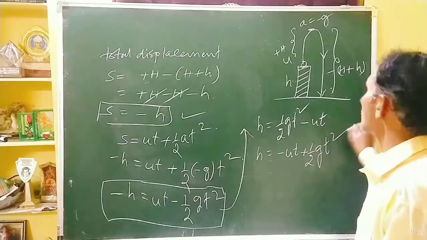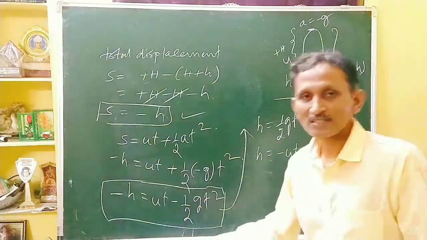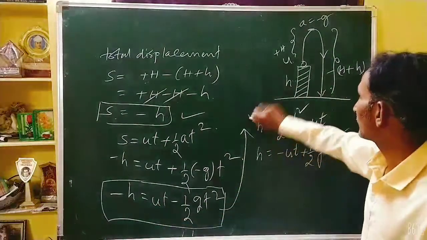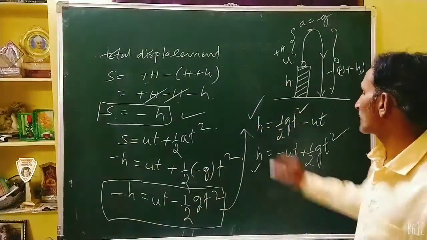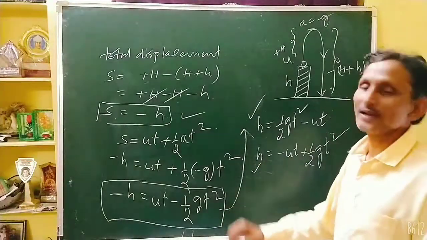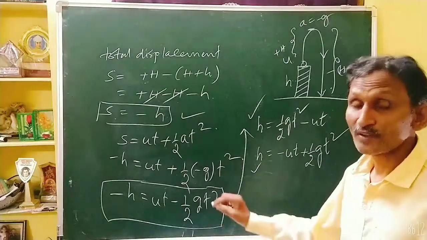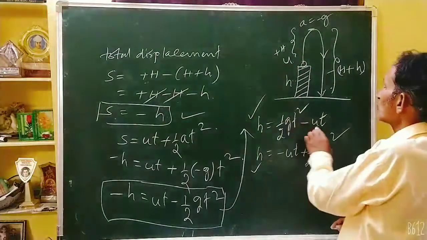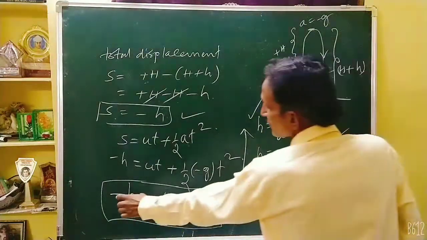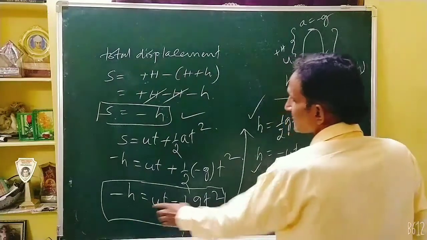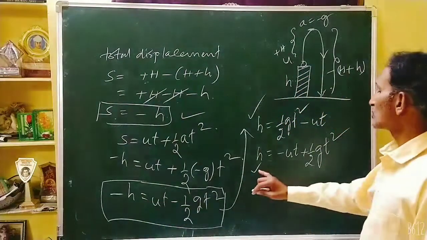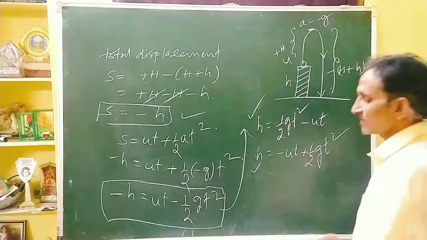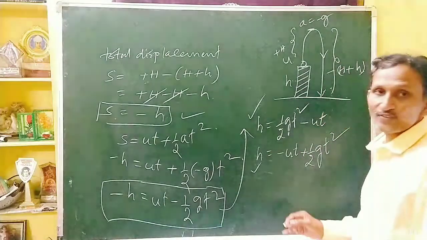So these are the various forms of writing the equation. Some textbooks and some teachers follow this method. Based on that, we should have some idea how we are writing it to find the height of the tower. h is equal to half g t square minus ut, or cancelling the minus, h is equal to minus ut plus half g t square. Like that the equation is modified. Is it clear for you all?